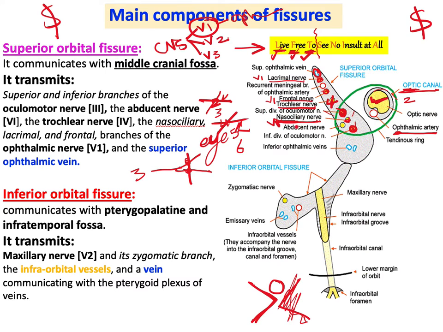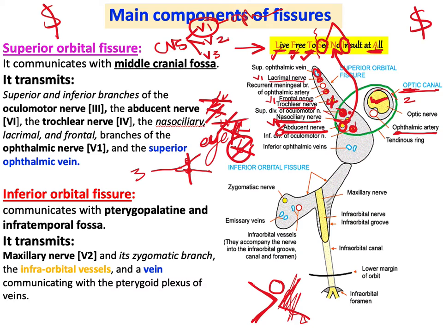So, S is the superior division, I is the inferior division of oculomotor, and in between here we have nasociliary. And the last one, abducent, that refers to abducent nerve, cranial nerve number 6. So we finished number 3 with 2 divisions, we finished number 5 with frontal, lacrimal, nasociliary, and we finished number 6. That means number 6 where? It's inside the ring.